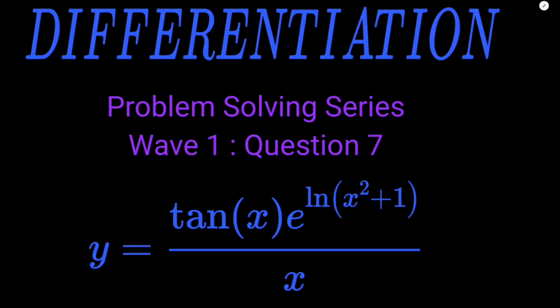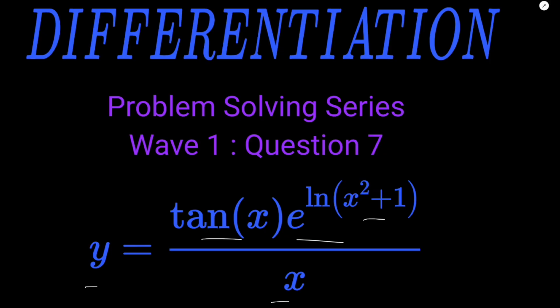It tells us to differentiate the function y equal to tan x times e to the power ln of x squared plus 1, all divided by x. At first glance, this looks terrifying, but step by step we'll break it down. So what's the first thing we have to do? Notice that the numerator has the tan function and an exponential function with a log inside. Then the whole thing is divided by x.